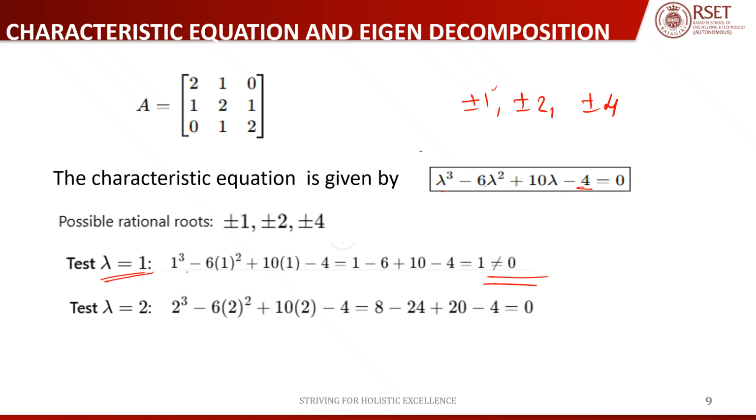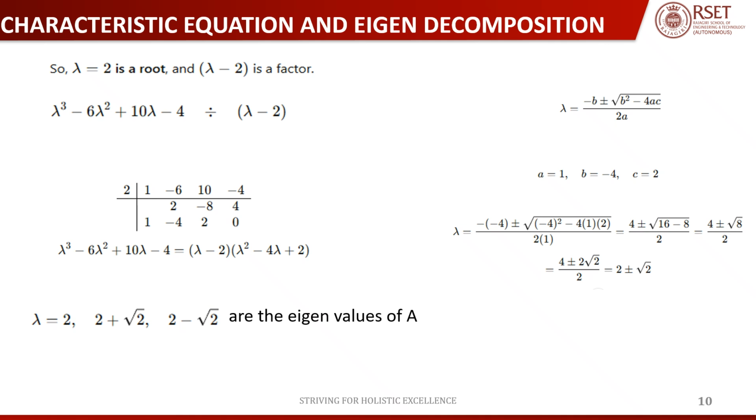So going for 2, when lambda is equal to 2, we have 2 cube minus 6 times 2 square plus 10 into 2 minus 4, and this particular value is equal to 0. Okay, so when this value is equal to 0, it means that particular value of lambda is a root of this polynomial, which means lambda equal to 2 is a root of this polynomial. So this polynomial is divisible by the term lambda minus 2. If lambda equal to 2 is a root, then lambda minus 2 is a factor of this polynomial. And then we'll just divide this polynomial by lambda minus 2.